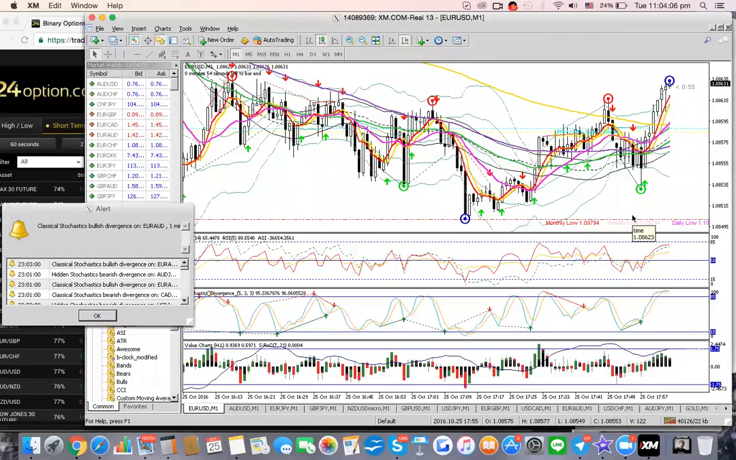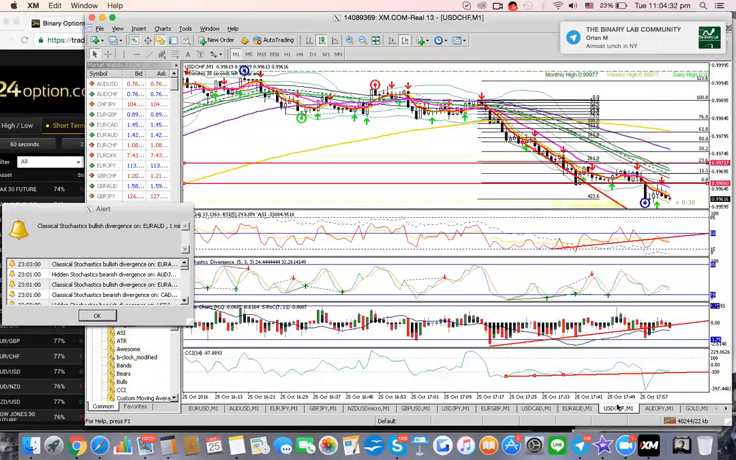Price is jumping around a lot. I think we need to take a little bit of a break. What the heck? What's all this volatility? And the correlation is off as well.